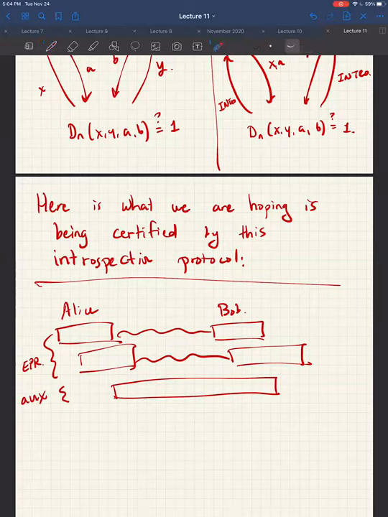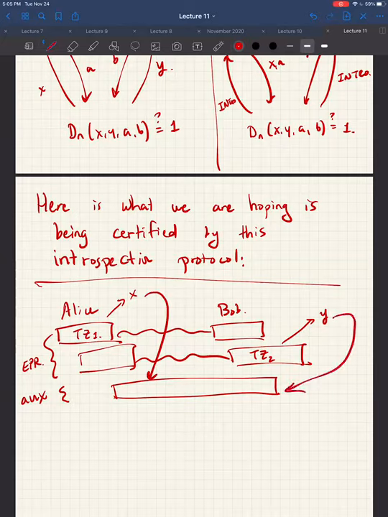What we're hoping is that when we ask them to introspect, Alice will measure her first block using the measurement TZ1, and she'll get a uniformly random string X. When Bob is asked to introspect, he'll measure his second block using TZ2, and he'll get an independently random string Y. Then Alice, when she gets her question X, goes to her auxiliary quantum state and measures it using whatever strategy she would have used in the original game. So it's a two-step process: first, measure these EPR pairs to generate your question, and then perform whatever strategy you would have done in the original game.